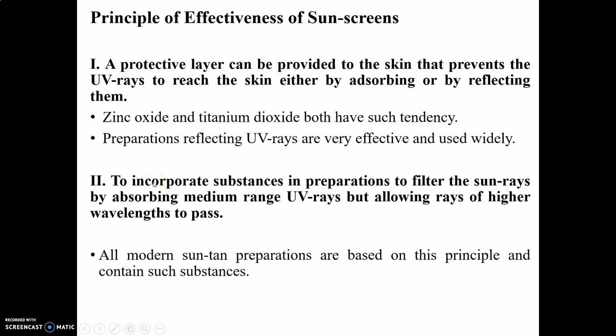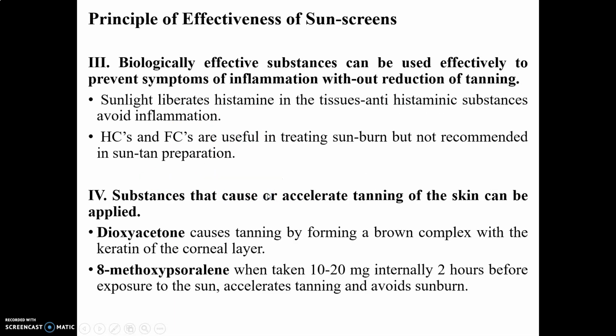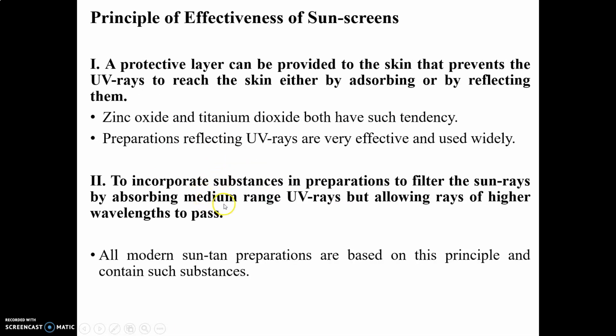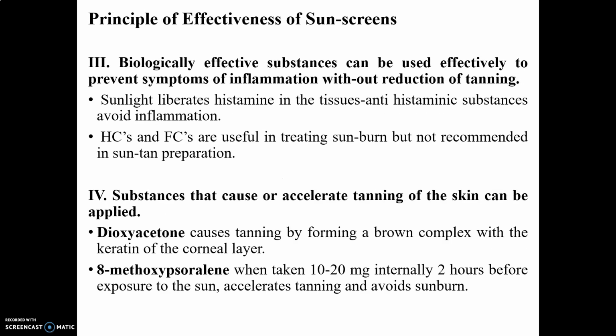Second is to incorporate a substance in a preparation which will filter the sun rays by absorbing the medium range UV rays, but allows the rays of higher wavelength to pass. So nowadays modern suntan preparations are available which consist of this kind of sunscreen agent in the products. So it will protect us by filtering only the specific sun rays.